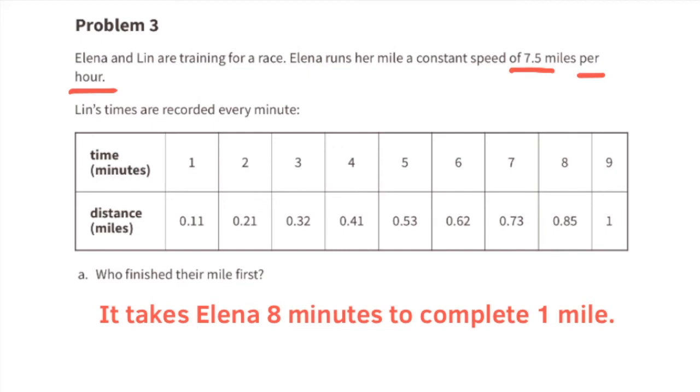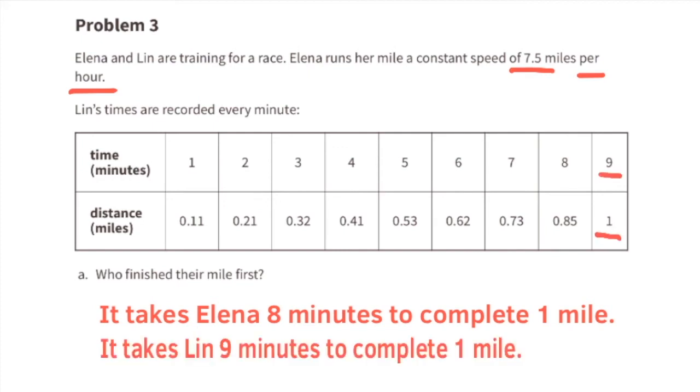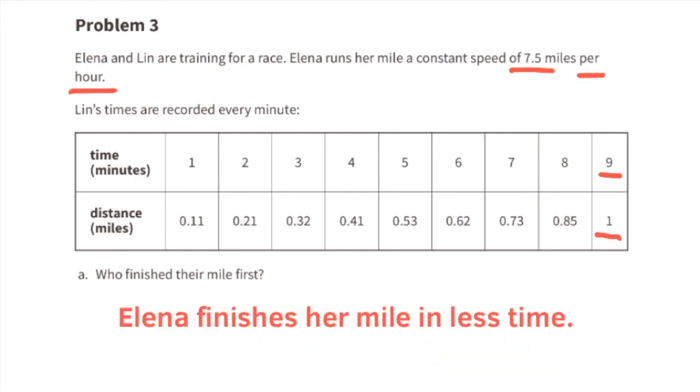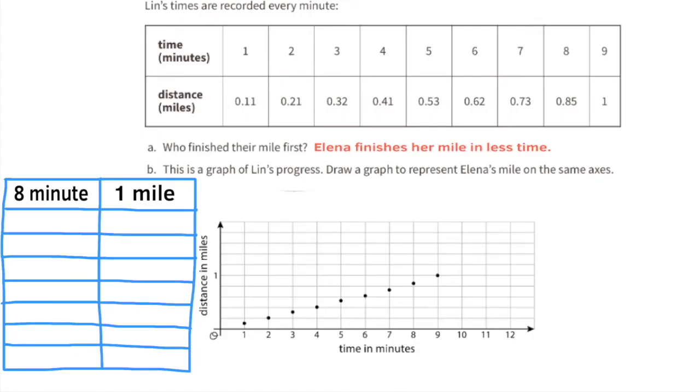Let's look at Lynn's chart. It takes Lynn 9 minutes to run 1 mile. It takes Elena 8 minutes to complete 1 mile, and it takes Lynn 9 minutes to complete 1 mile. Elena finishes her mile in less time. B, this is a graph of Lynn's progress. Draw a graph to represent Elena's mile on the same axes.